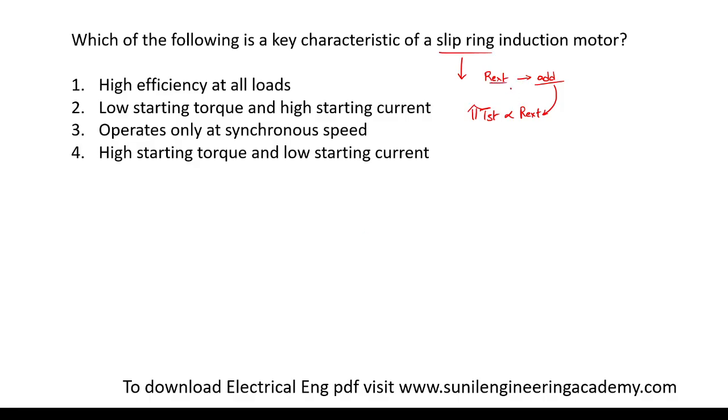Whenever the resistance increases, what will happen? Starting current will be reduced. So what are the main properties? Starting torque is high and starting current is low. So both are advantages. That's why whenever we require high starting torque, we go with slip ring induction motors. Coming to the next one.